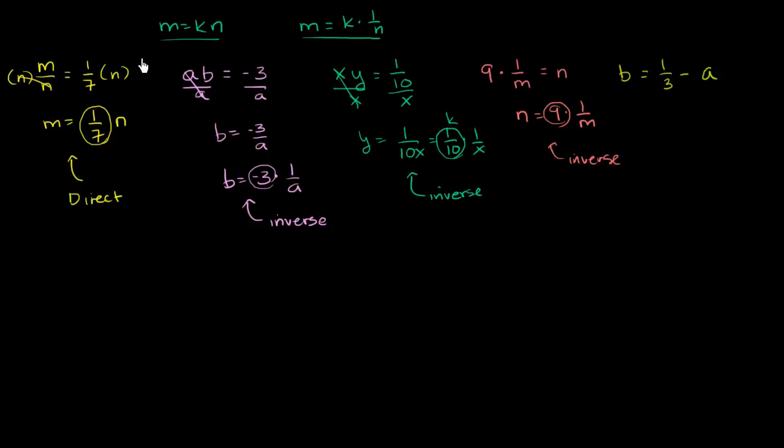Now let's try it with this expression over here. And this one's a little bit of a trickier one, because we've already separated the variables on both sides, and then we have this kind of, if this was b is equal to 1/3 times a, then we would have direct variation.